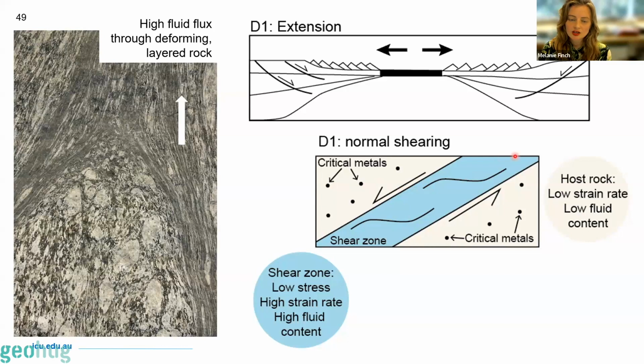And so we've got a shear zone that is at low stress because it's well oriented for accommodating the deformation. And there's a high strain rate, a high deformation rate within here. And there's a high fluid content. So fluids can quite happily move through these zones and move quite quickly through here. In the host rock, there is a low strain rate, so a low rate of deformation because all the deformation is occurring in here. And there's a low fluid content. So shear zones are such good fluid conduits that they protect the rock outside the shear zone from experiencing fluid or alteration in a lot of cases.